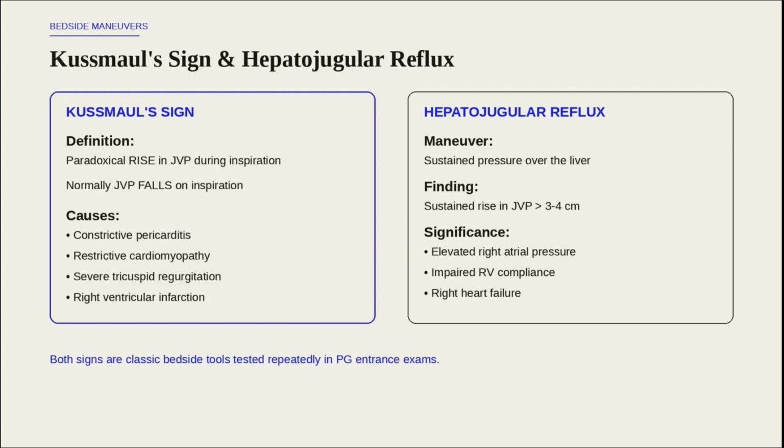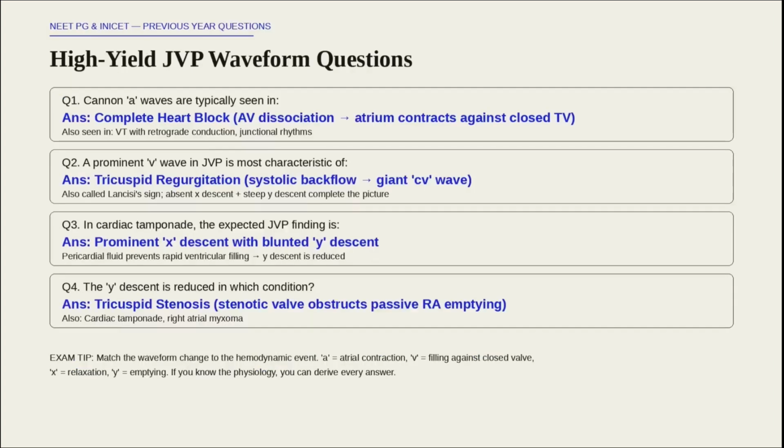Let's apply this to exam questions. Question 1. Cannon A waves are typically seen in which condition? The answer is complete heart block, because AV dissociation allows the atrium to contract against a closed tricuspid valve. Question 2. A prominent V wave in the JVP is most characteristic of which lesion? The answer is tricuspid regurgitation.